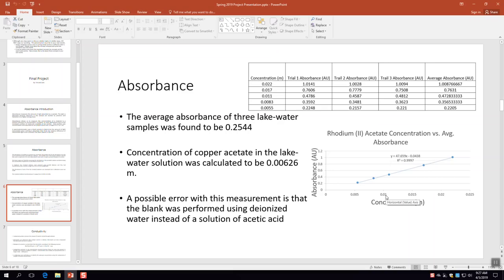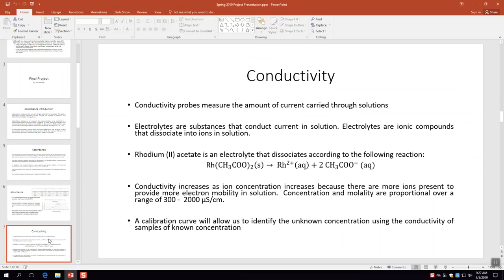So our solutions may have actually been slightly off, and it perhaps would have gone better had we made our solutions in acetic acid and blanked using acetic acid as well. So that about wraps up our absorbance section of the experiment, where we were able to find that the concentration was 0.00626 molal. Next, I'm going to talk about the conductivity portion of the experiment.